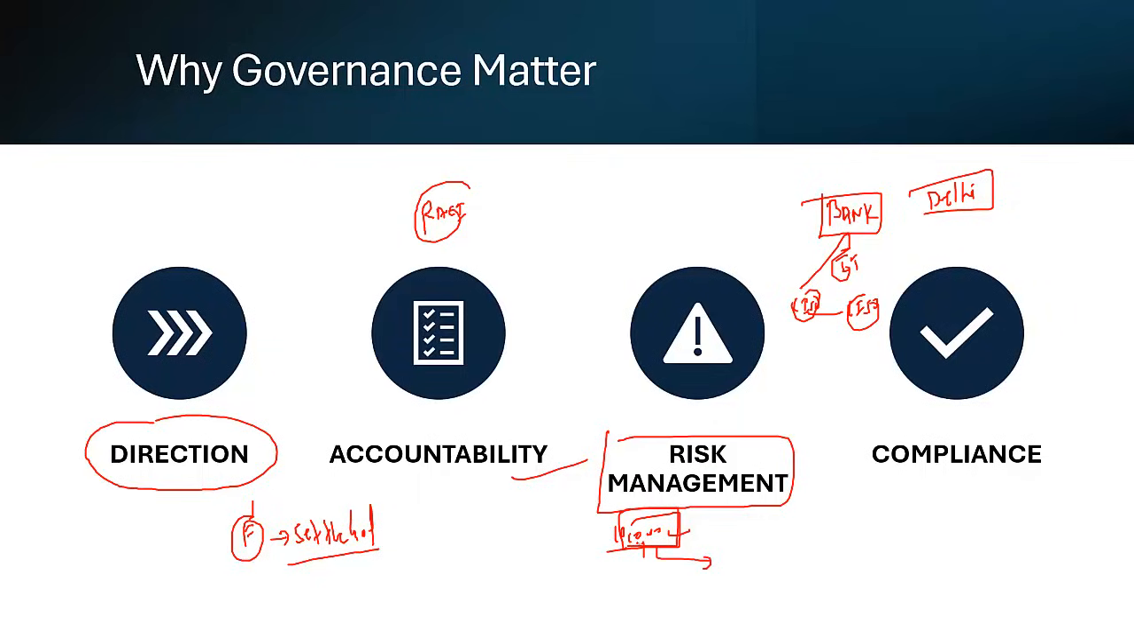So a project can give reward also, but it can also give a liability. A good company is the one, a good governance is the one where we do risk management, because ultimately we have to reduce the risk and prepare for the surprises. And last is compliance. Why does governance matter in the organization?